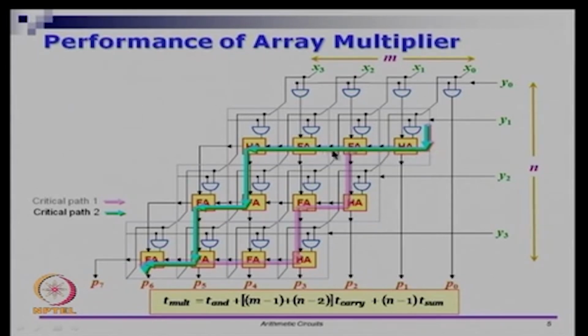So, you can calculate the number of steps, wherever it is green. I am sorry, wherever you go from left to right, that will give you T carry, and wherever you go from top to down, that is because of sum. You add all of it together, you will see that there is m minus 1 plus n minus 2 times T carry plus n minus 1 times T sum. You can see that the multiplication of two numbers m and n is actually not of the complexity m times n, the complexity is m plus n, right. That is a very interesting thing.